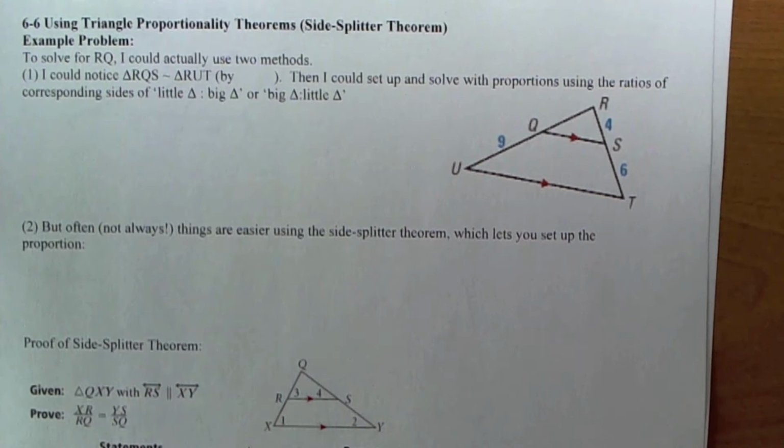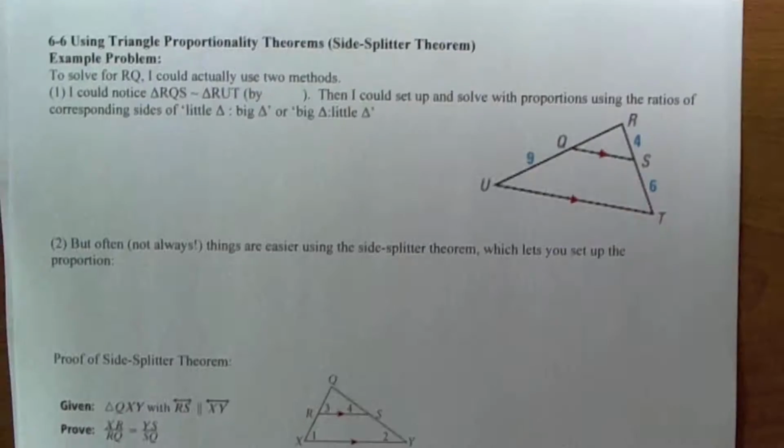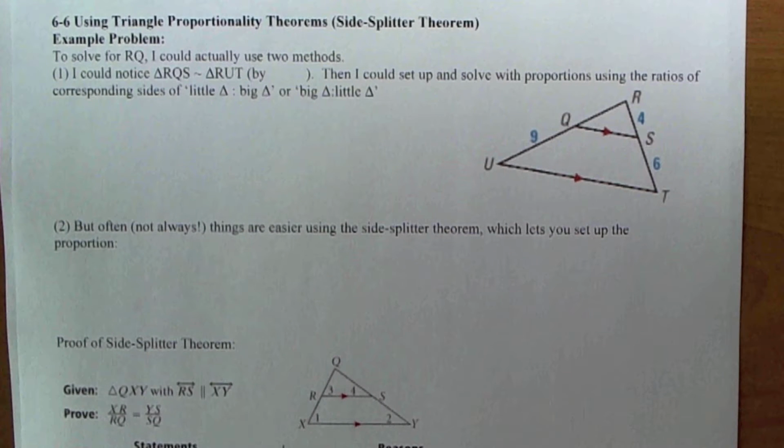In some situations, however, it is actually a little bit harder to use, and that might be confusing to you. I'll try to show you illustrations of both where it'd be easier and harder to use the side splitter theorem, but it's just a handy thing to know, and we're also going to prove why it works. Okay, so the side splitter theorem, 6-6, the only part we're covering from 6-6.